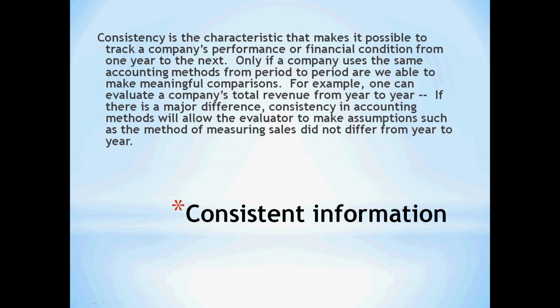Consistency is the characteristic that makes it possible to track a company's performance or financial condition from one year to the next. Only if a company uses the same accounting methods from period to period are we able to make meaningful comparisons. For example, one can evaluate a company's total revenue from year to year. If there is a major difference, consistency in accounting methods will allow the evaluator to make assumptions such as the method of measuring sales did not differ from year to year.